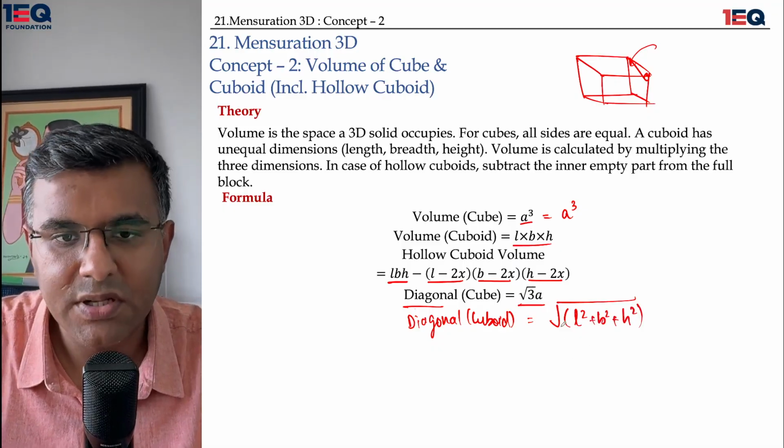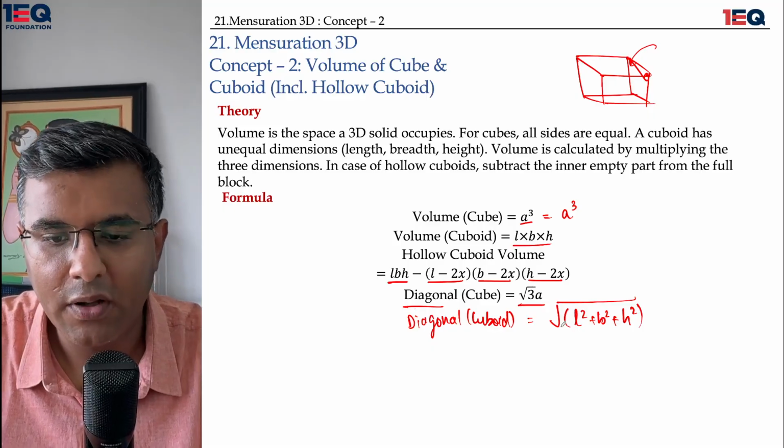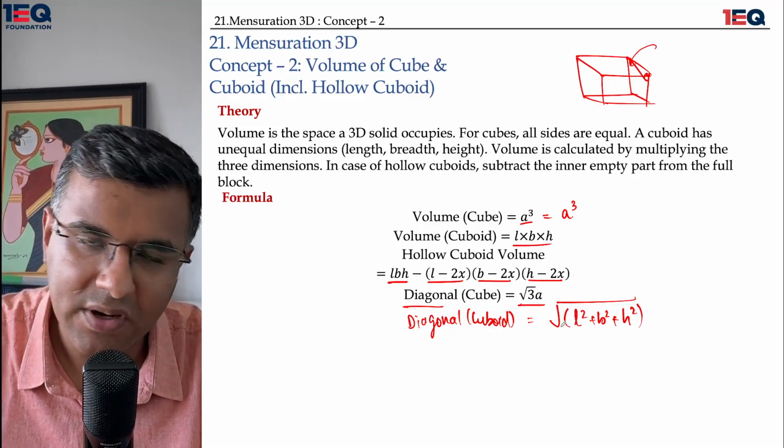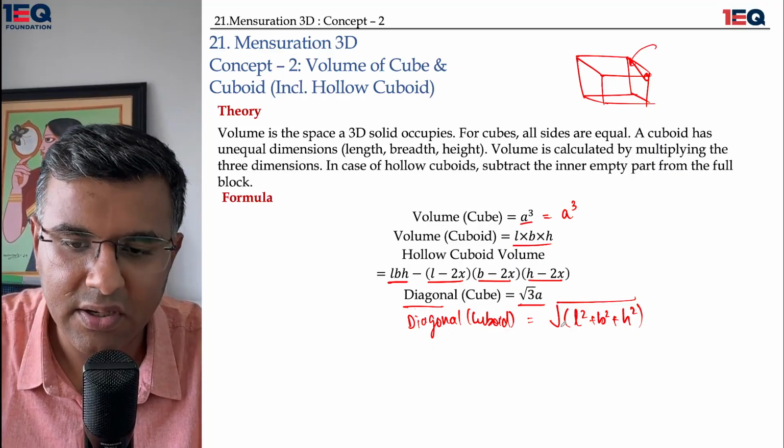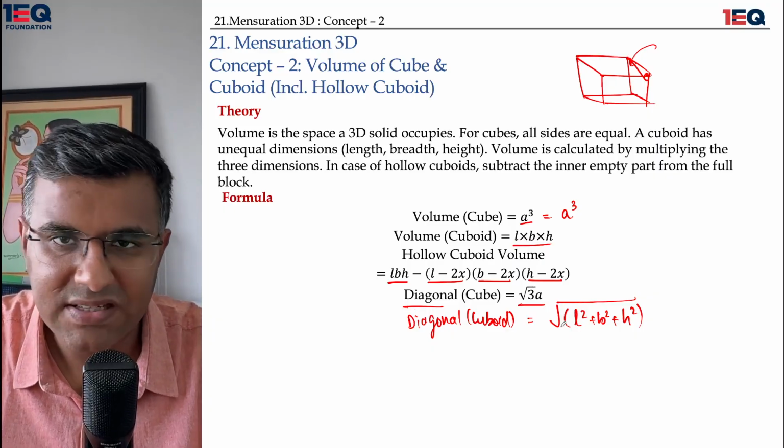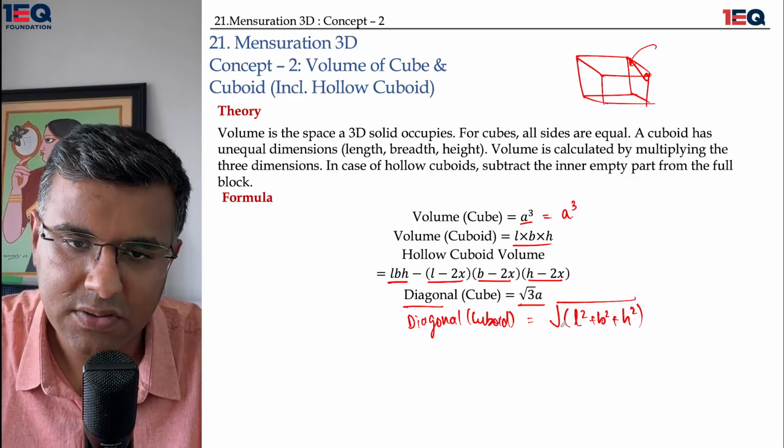So this is pretty much about the volume of the cube and the cuboid. Also, the longest side, or the longest rod which can be inserted in it. Also, the longest diagonal. The longest diagonal and the longest rod is the same thing.